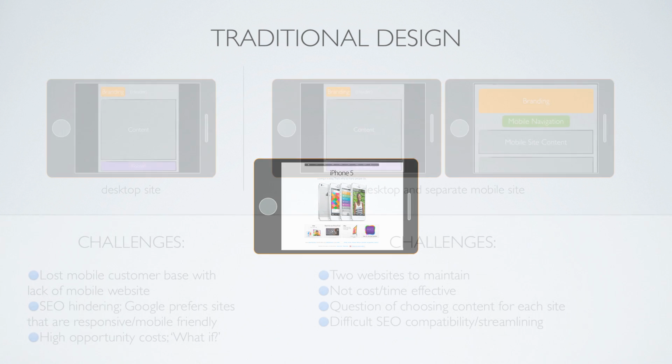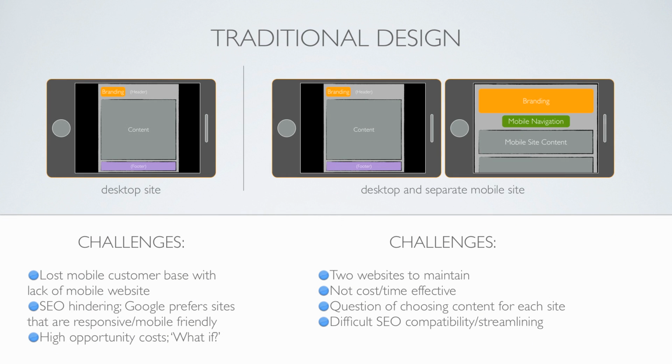Okay, so let's take a look at all of the challenges of traditional design. To start, let's talk about just with a regular desktop site. The biggest issue here is that you lose a lot of your mobile customer base. Without a mobile site, many customers may leave due to slow load times or just frustration in dealing with a clunky interface. Secondly, it has an SEO hindering factor. Google definitely prefers sites that are responsive or mobile friendly. So in the end, you're left with a high opportunity cost of what if.